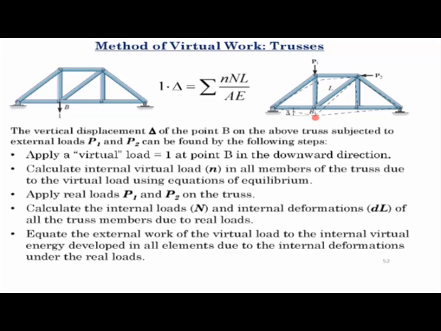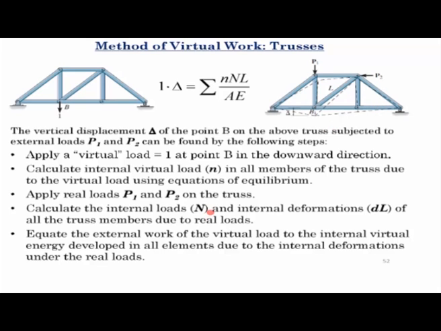Now to use this method of virtual work, we apply a virtual load of magnitude unity at this point B in the downward direction. Under this virtual load, we calculate the member forces in all the truss members individually. The next thing we do is apply the externally applied loads, in this case P1 and P2. Because of these externally applied loads, we again calculate the axial forces in individual truss members.